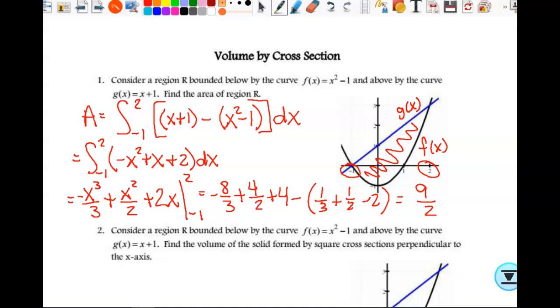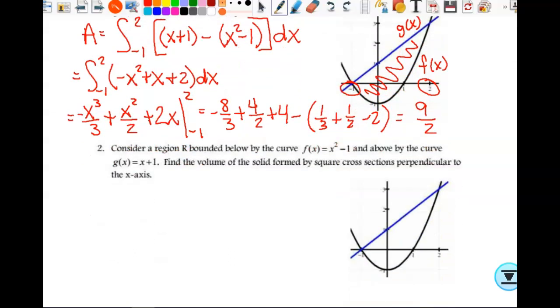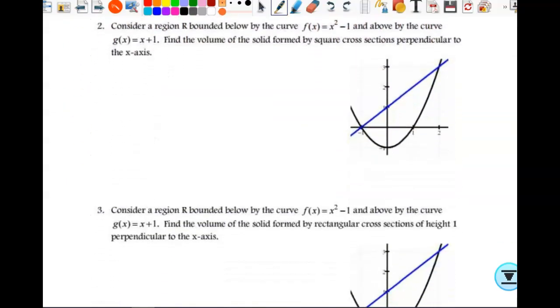So let's look at this next one. We'll start talking about volumes. So we're going to consider a region R bounded below by the curve of f of x, x squared minus 1. So the same 2 curves, right? And I want to find the volume of the solid formed by square cross sections perpendicular to the x-axis. So here's my square that I'm going to put perpendicular to the x-axis.